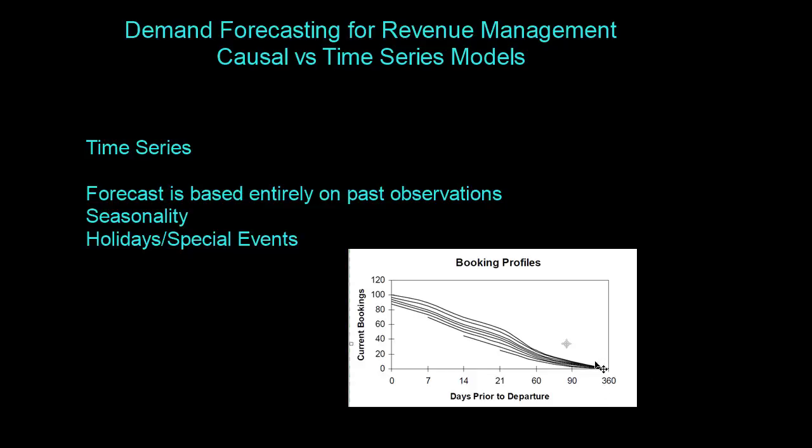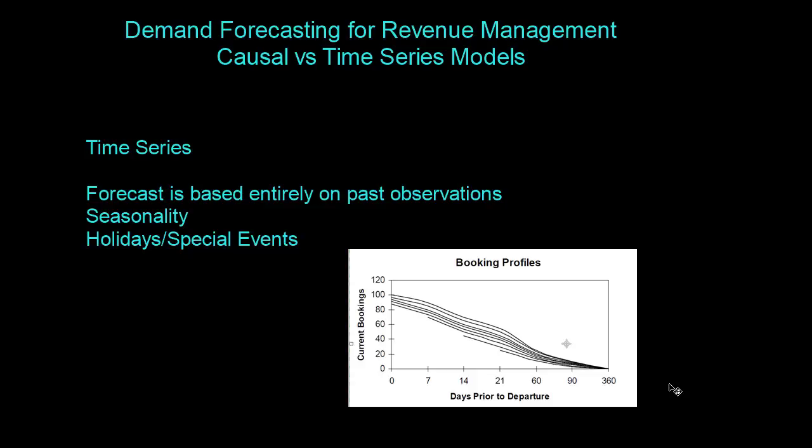So a time series model would look at these observations of actual demand, actual bookings, and use those observations to predict how a similar flight would behave in the future. These models could be as simple as additive models or multiplicative models. They could be something a little bit more sophisticated like exponential smoothing, but all of the time series models simply rely on past observations of demand to predict future demand.